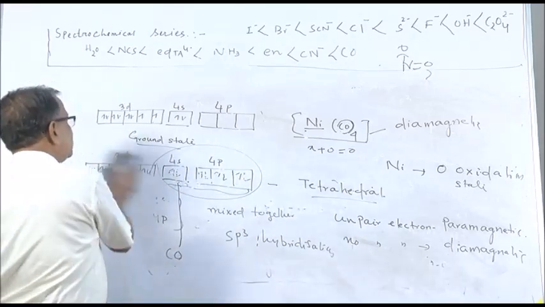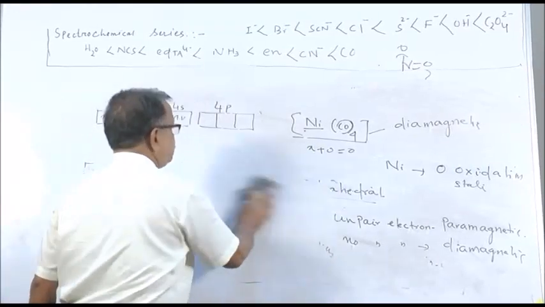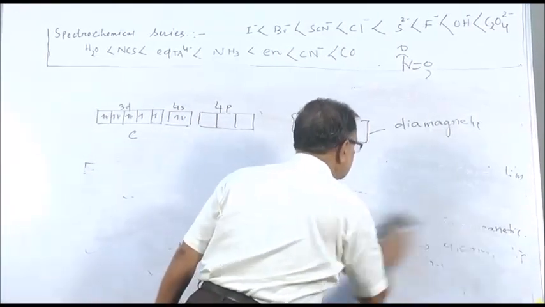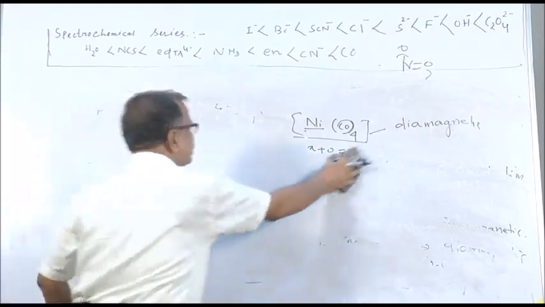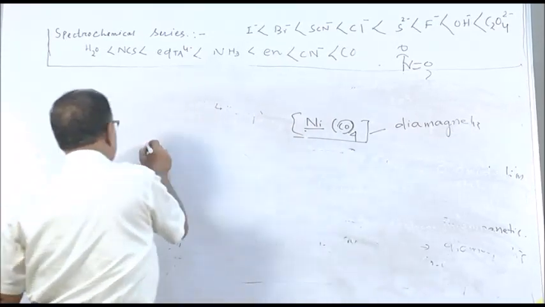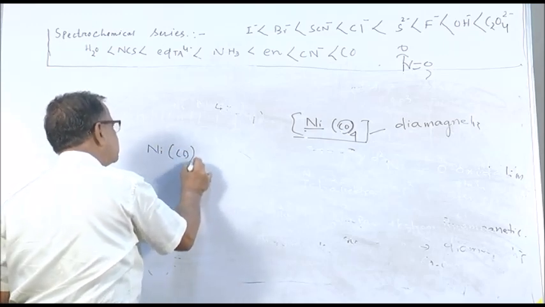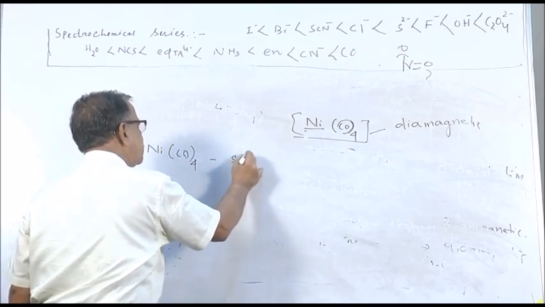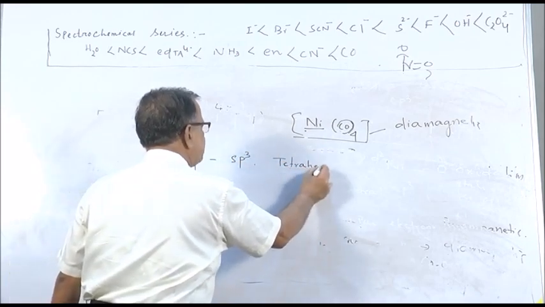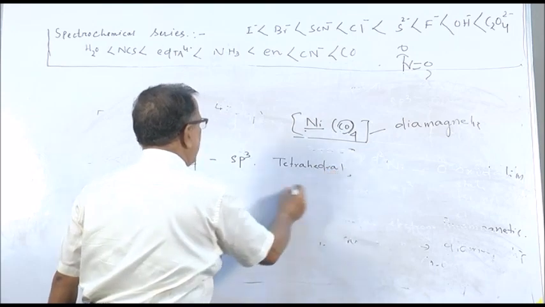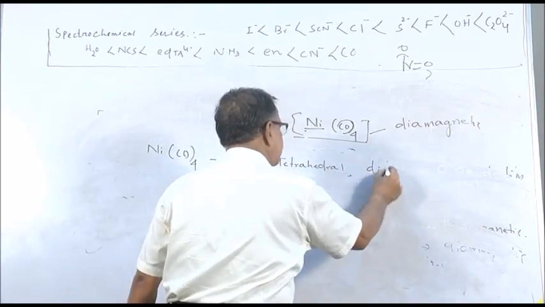Now we discuss Ni(CN)4. So Ni(CO)4 is tetrahedral, with sp3 hybridization, and it is diamagnetic.